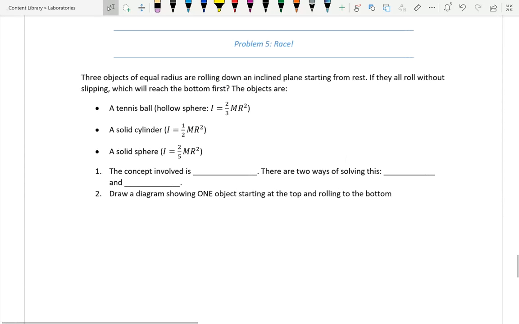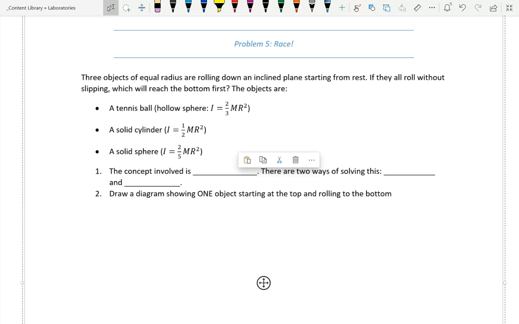So last problem: three objects of equal radius are rolling down an inclined plane. Of course, I'm only going to do one. So here's an inclined plane. Ta-da! Simple machine, right? The answer, let's talk about it later. We only have 20 minutes left in class.